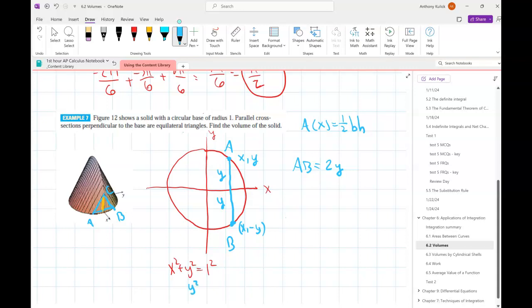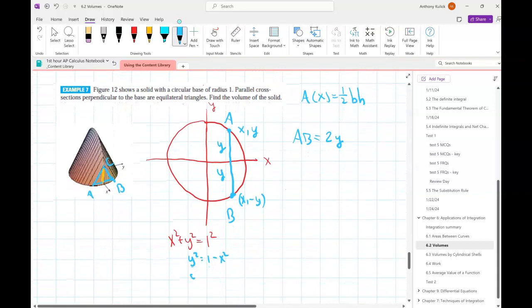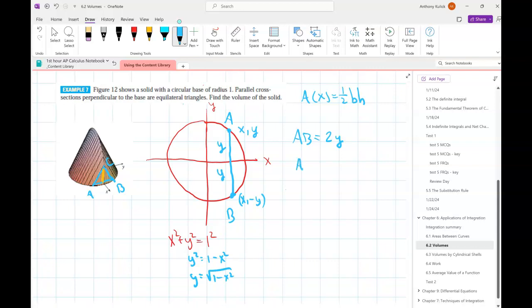So y squared equals 1 minus x squared, or y is equal to the square root of 1 minus x squared. Again, I drop the plus or minus because I know we're talking about a distance, so it can't be negative. So there's my AB.